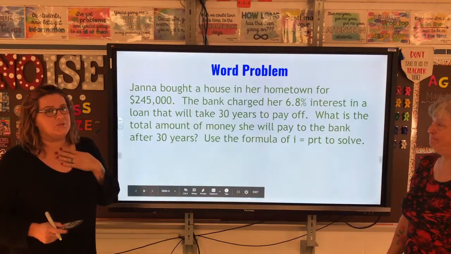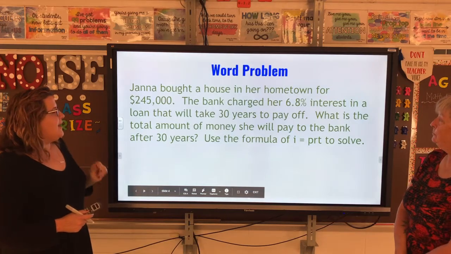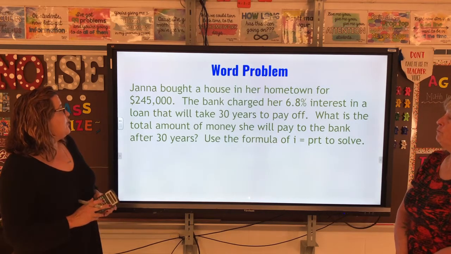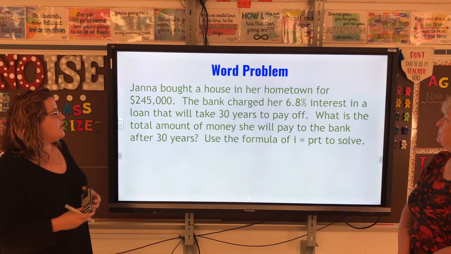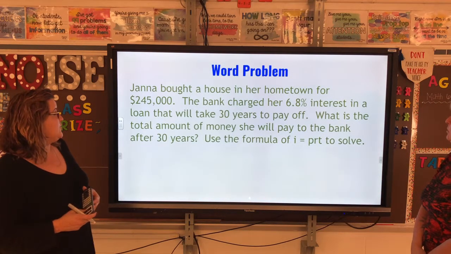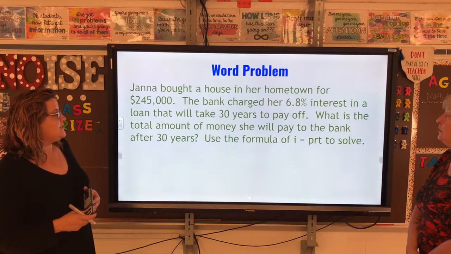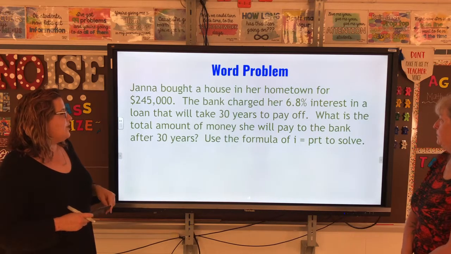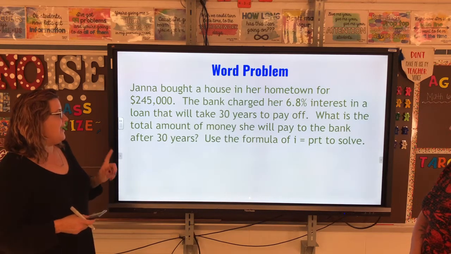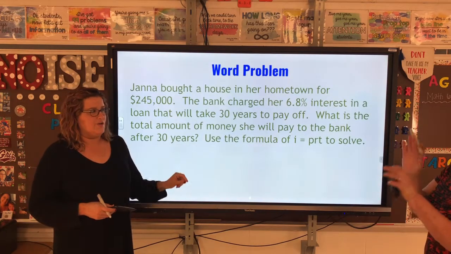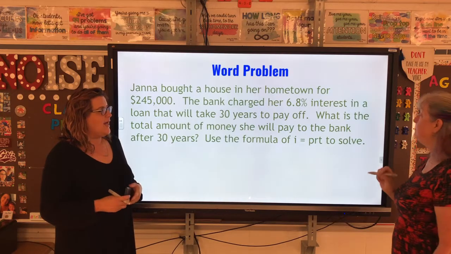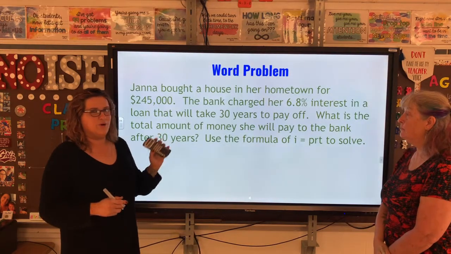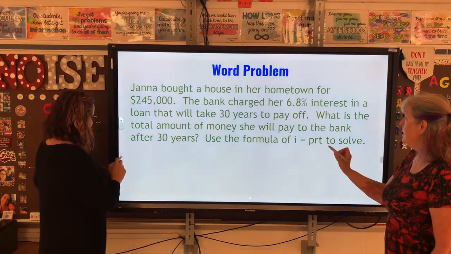So I'll do the first one. It says, Jana bought a house in her hometown for $245,000. The bank charged her 6.8% interest in a loan that will take 30 years to pay off. What is the total amount of money she will pay back to the bank after 30 years? This is a lot. We're going to unpack it. Use the formula I equals PRT, or I like to party.